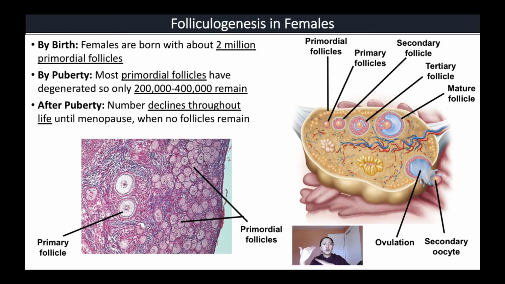So to put things into perspective, by birth, females are born with about 2 million primordial follicles. So you can see these all on the outside of the ovaries here. Each one of these, remember, contains a primary oocyte. However, these primordial follicles are constantly dying. And so by puberty, most of the primordial follicles have degenerated. So by the time you reach puberty, there's only about 200,000 to 400,000 of these primordial follicles that remain. After puberty, the number continues to decline until a female reaches menopause. And at that point, there's pretty much no follicles left within her ovaries.